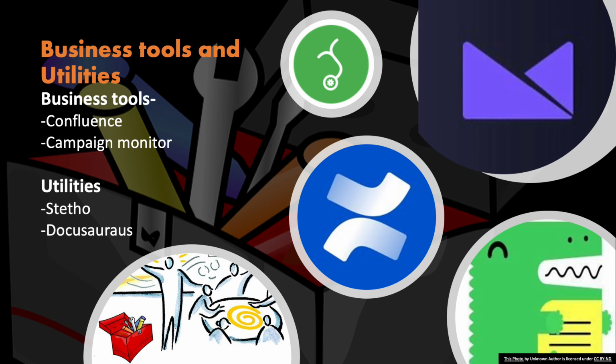Business tools and utilities used by Facebook include Confluence, a place to share files and collaborate on information. Campaign Monitor sends beautiful newsletters. Stetho, a debugging platform. Docusaurus, which is an open source documentation website.